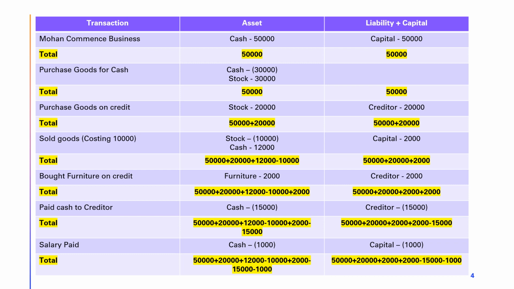Last is salary paid. Here on asset side cash will be reduced, and now coming to liability plus capital side, since salary is paid by owner to his employees, hence capital component would be reduced. And as you can see, balance on both the sides will be equal, that is 58,000.